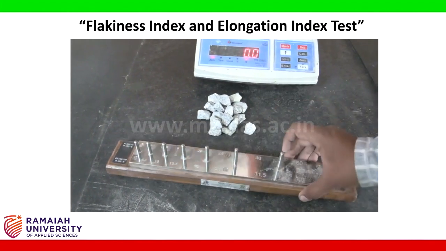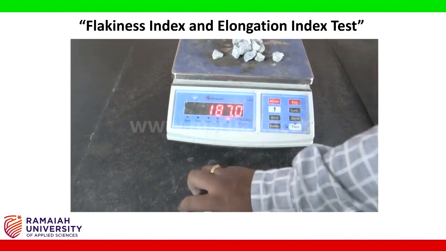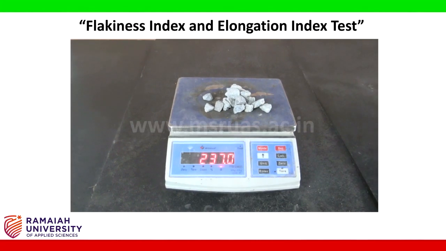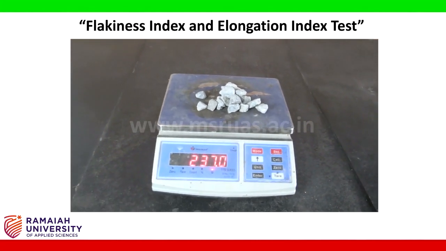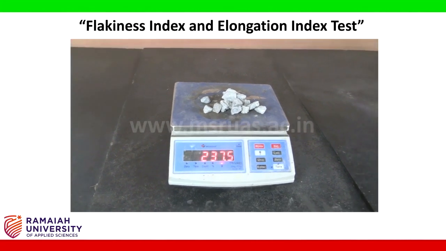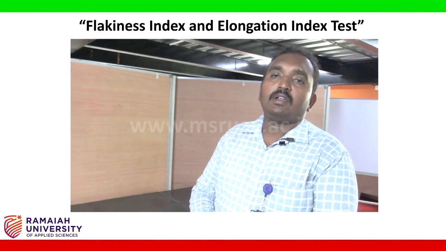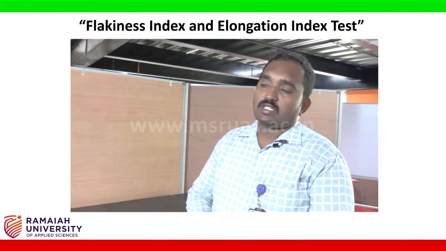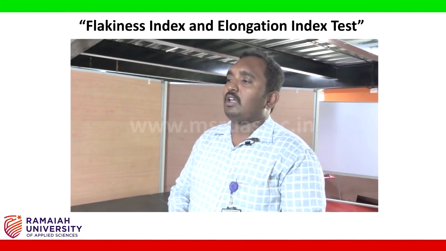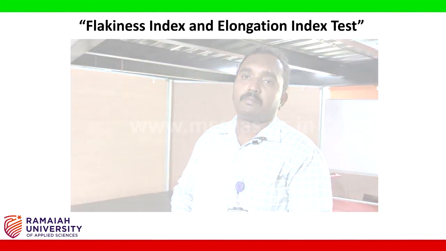So I am going to take the weight of aggregate which is passing for that particular set of sieves. The ratio of the weight of aggregate passing the length gauge to the weight of aggregate taken gives you the elongation index. This completes the tests on aggregates, particularly for elongation as well as flakiness properties.